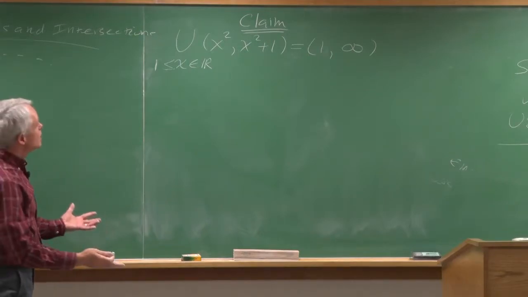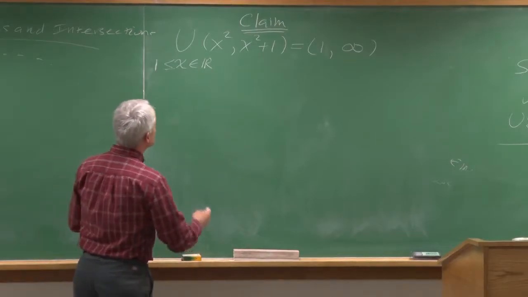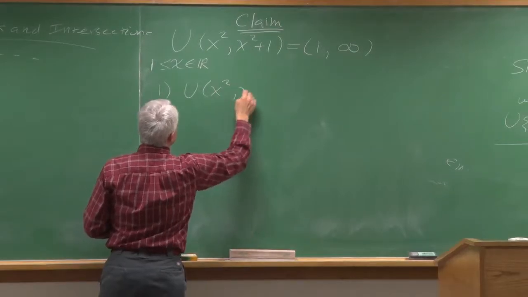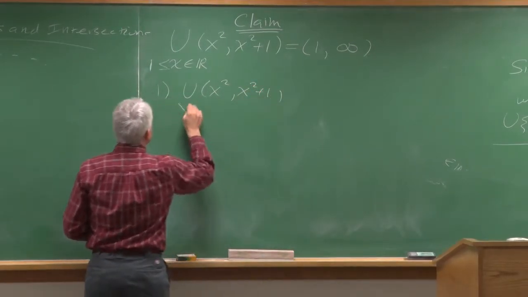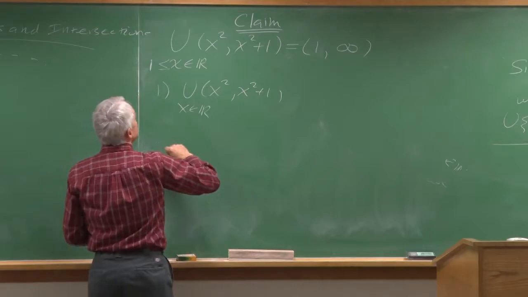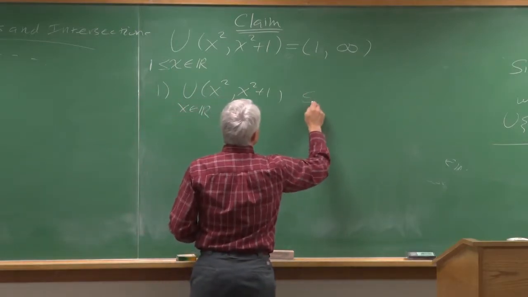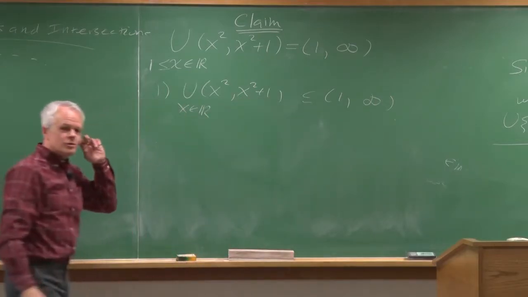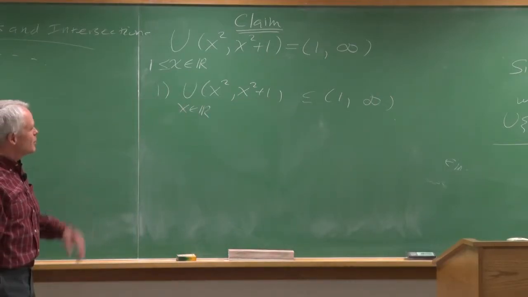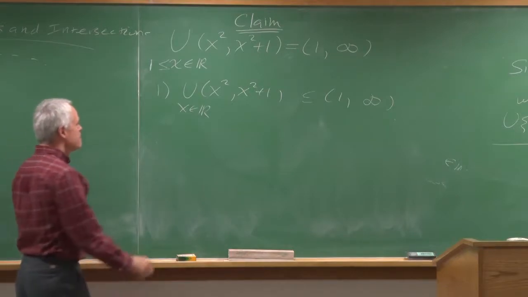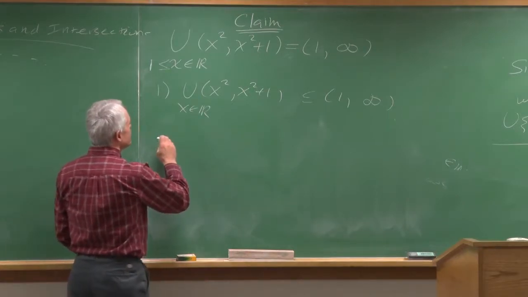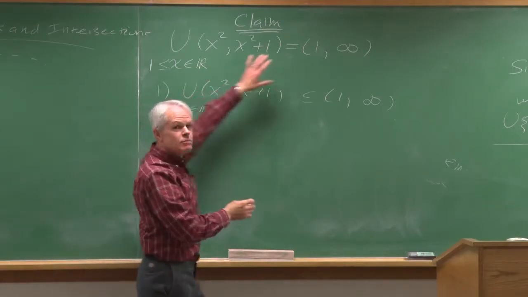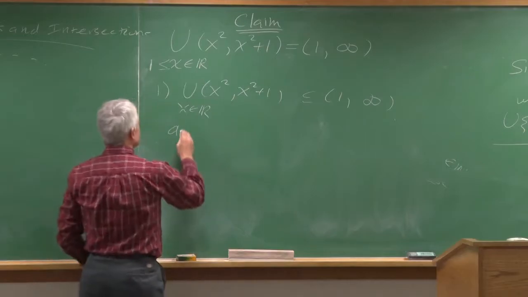Same thing. We're going to have 2 parts, to show that this union is contained in here, and then the other way around. We usually do the easy one first, and this is probably the easy one. Again, what do we do? We pick an element in here and show that it's in there.